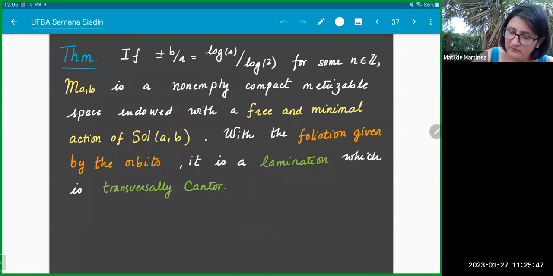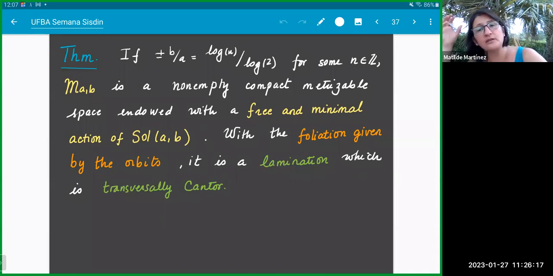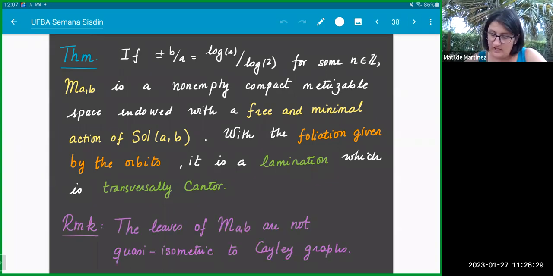So for an appropriate choice of parameters, this orbit closure is a non-empty compact metrizable space that has a free and minimal action of Sol_AB. So it has a foliation coming from this Lie group action, which is a lamination which is transversely Cantor. So this is a foliation in a space which is locally an open set in this group Sol_AB. So it's locally a three-ball times a Cantor set. And the leaves of this foliation are Sol_AB metrically, so they are not quasi-isometric to Cayley graphs.